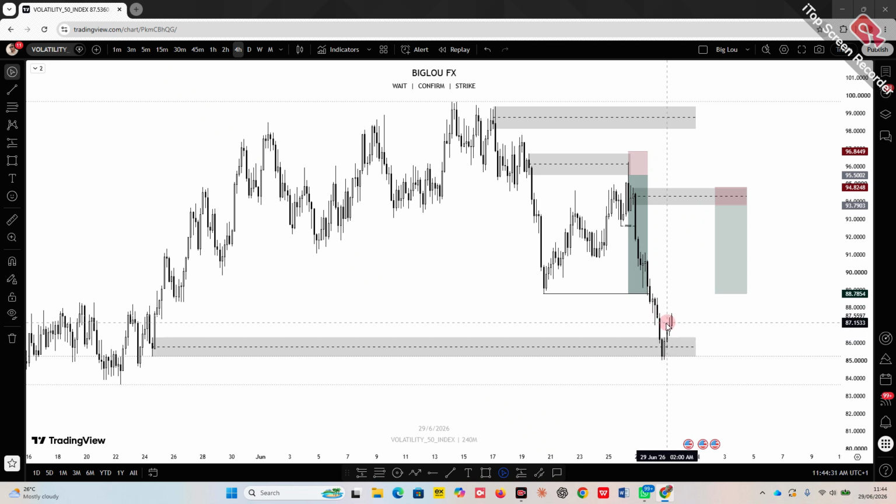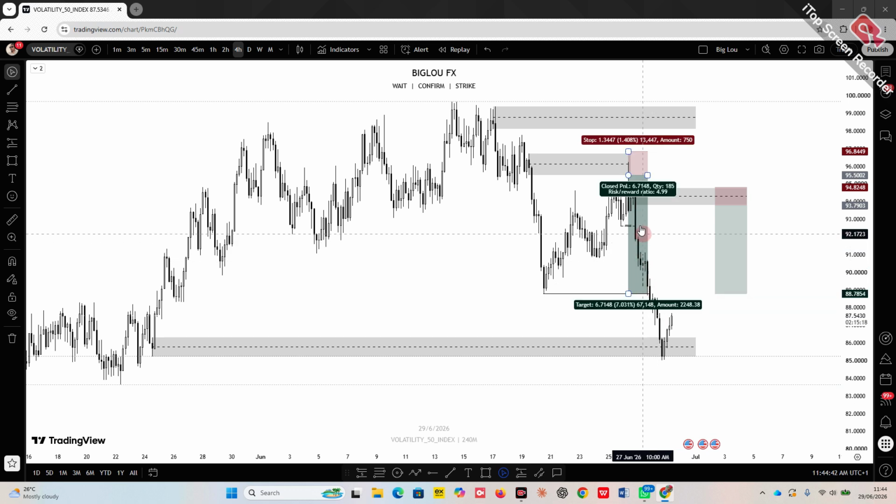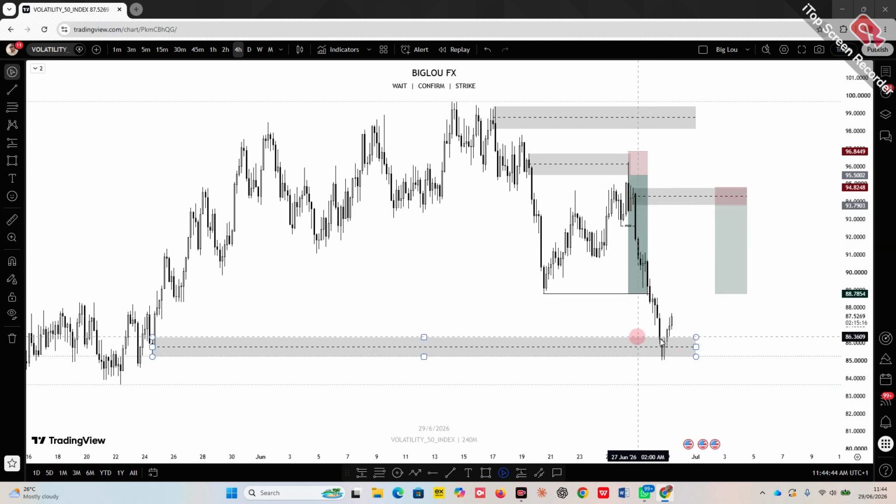This first point will be a zone. This is a first zone. This is another zone. And this one is the extreme zone in this bearish move now. There's a zone here. There's another zone here. Then this place I marked is the extreme zone.